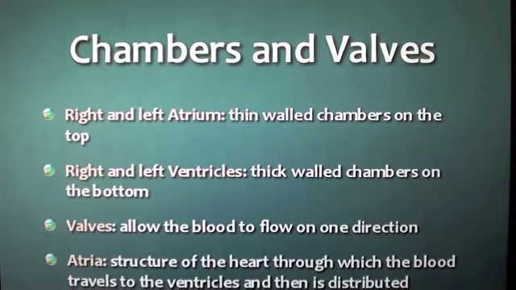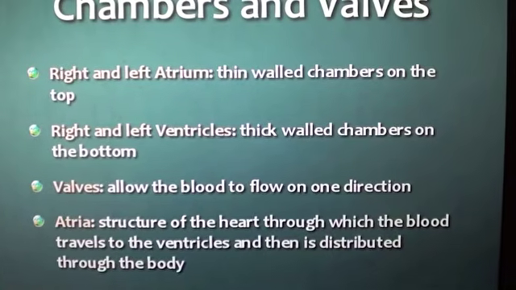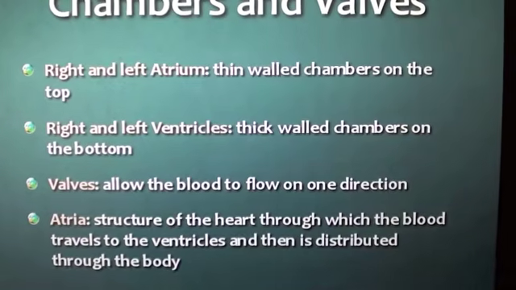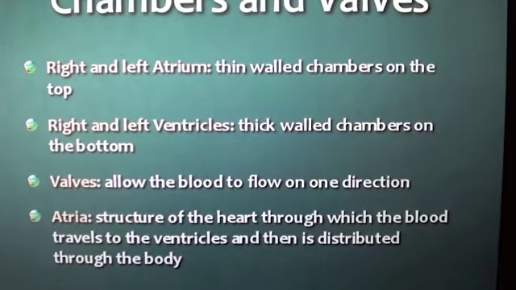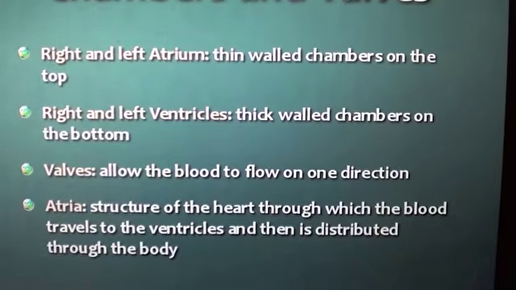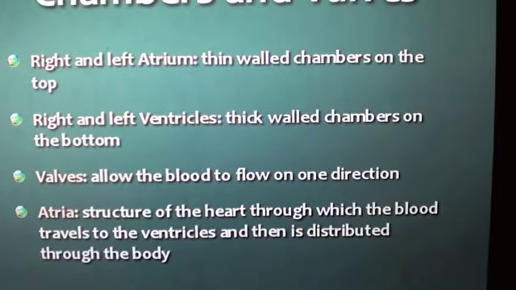Chambers and valves. Right and left atrium, thin-walled chambers on the top. Right and left ventricles, thick-walled chambers on the bottom. Valves allow the blood to flow in one direction. Atria, structure of the heart through which the blood travels to the ventricles and then is distributed through the body.